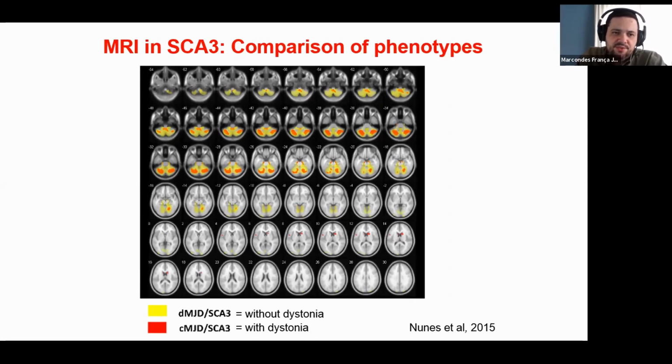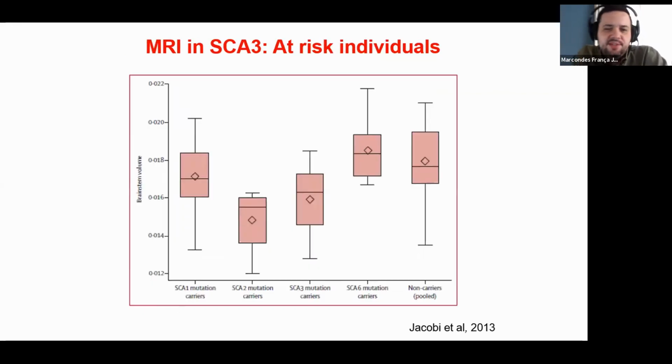Now, moving forward, I'd like to bring some data about at-risk individuals. I'm going to talk a little bit now about individuals that have the CAG expansion, but are not truly symptomatic or not truly ataxic. The very first paper that came out showing imaging results in this group of patients was published by the European group 7 years ago. In this paper published in the Lancet Neurology, the authors were able to show that the brainstem volume of SCA3 carriers, as you can see here, was slightly smaller than controls.